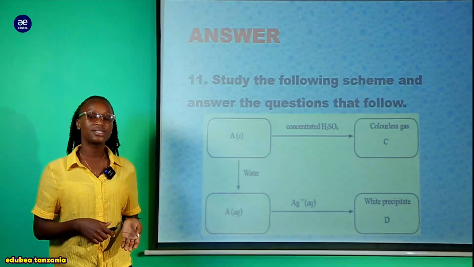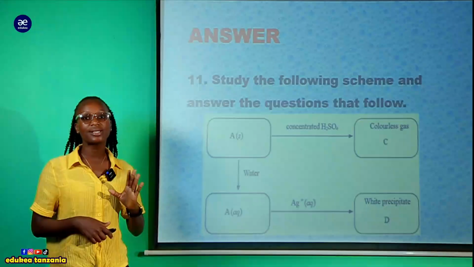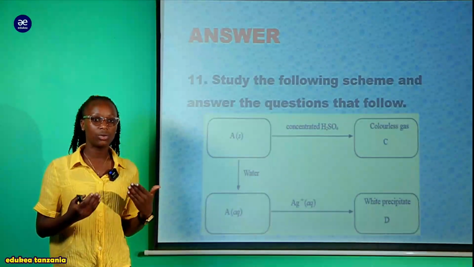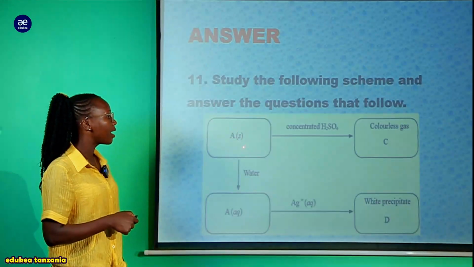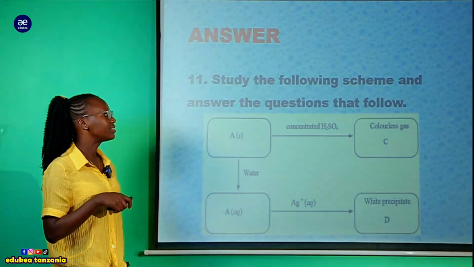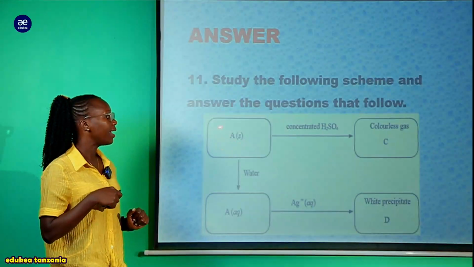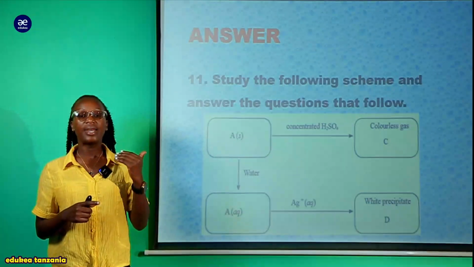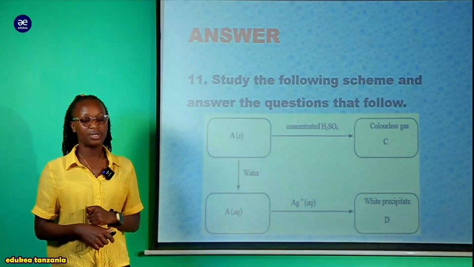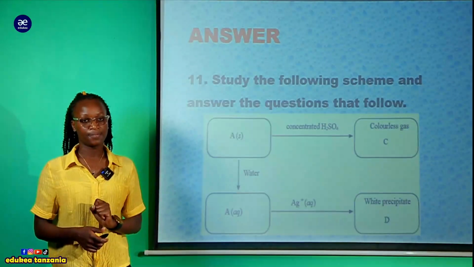Tunajua kwamba some of the gases we are observing the brown fume, kuna rangi tofauti tunazo observe kulingana na gesi ambayo ina escape kwenye reaction fulani, lakini hii gesi ilikuwa ni colorless, haina rangi yoyote. Lakini hii compound A ambayo ilikuwa ni metal solid ilikuwa imeundergo reaction at concentrated sulfuric acid kwenda kutupatia hii colorless gas ambayo ni gesi C.